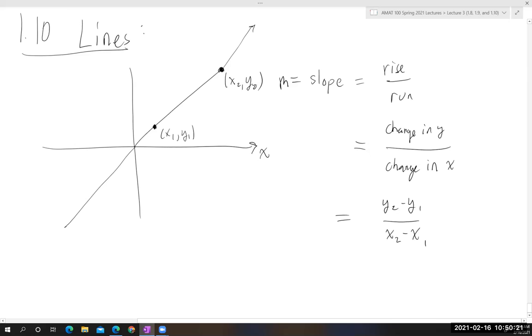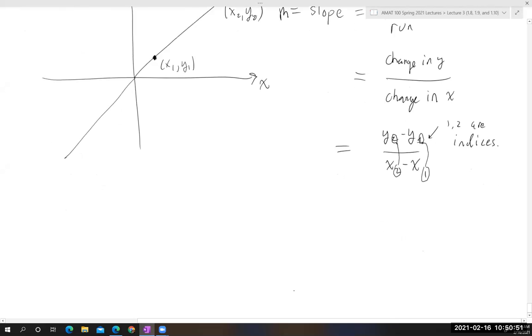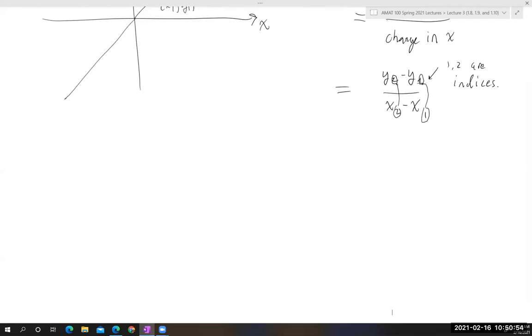These 1s and 2s attached to these y's and x's are the indices. So 1 and 2 are indices, or a single one is an index. You want to be careful of the indices. If you have this 2 here, then you have the 2 that goes here. There's this correspondence. You don't want to mix and match these indices at all when you're calculating this.